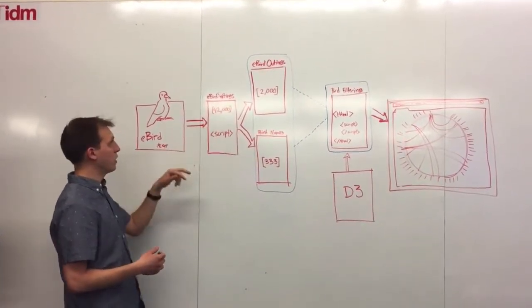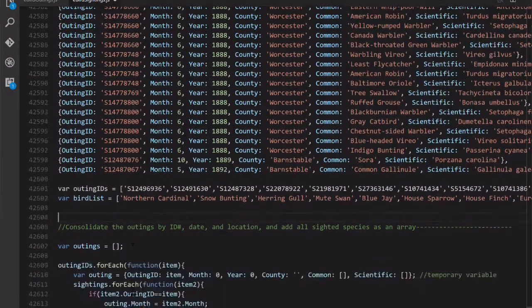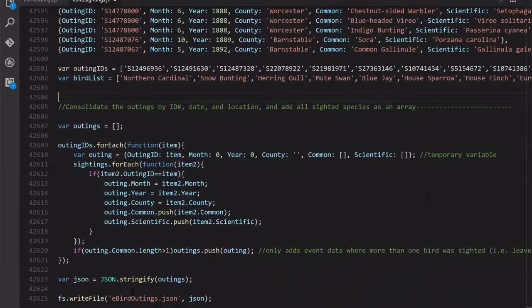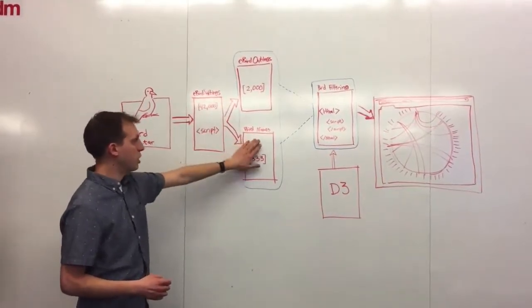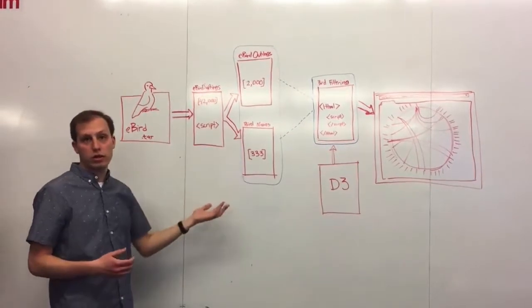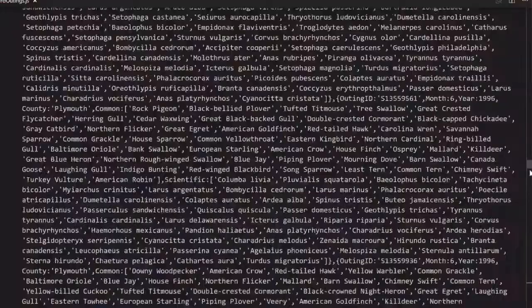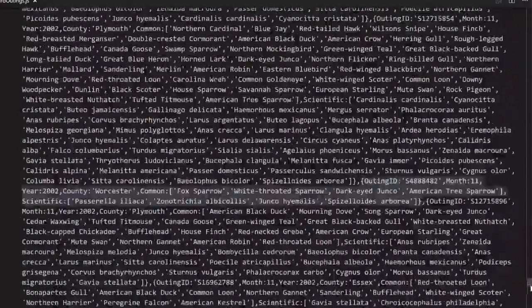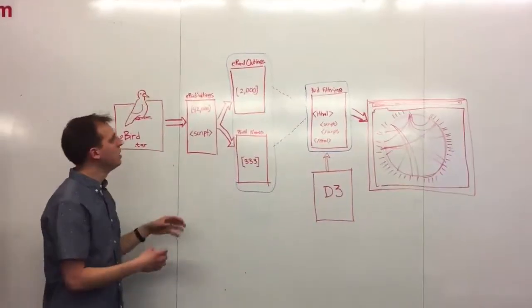It had over 42,000 individual sightings listed, which we were then able to export from this script file into two separate files: bird names, which is an array of 333 of the different species that we're seeing, and bird outings, which is these 42,000 sightings clustered into the 20,000 actual outings that each species was seen in.